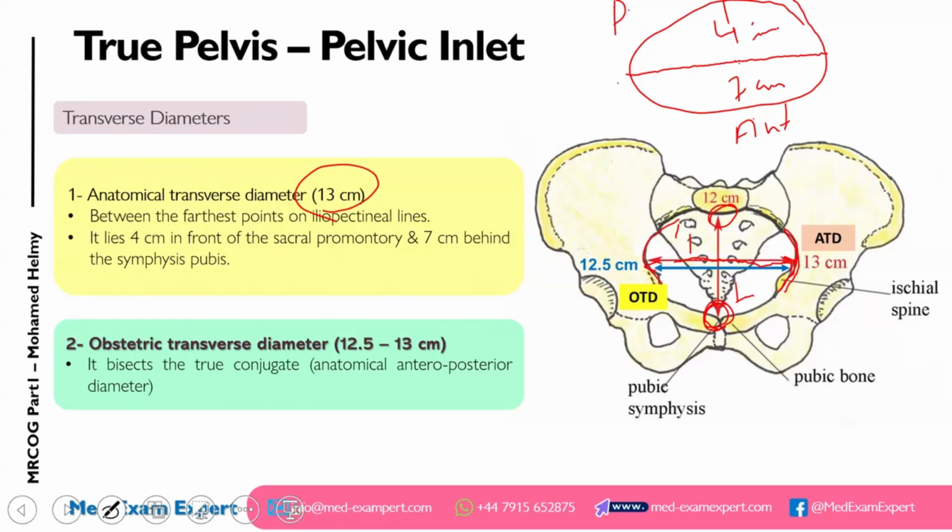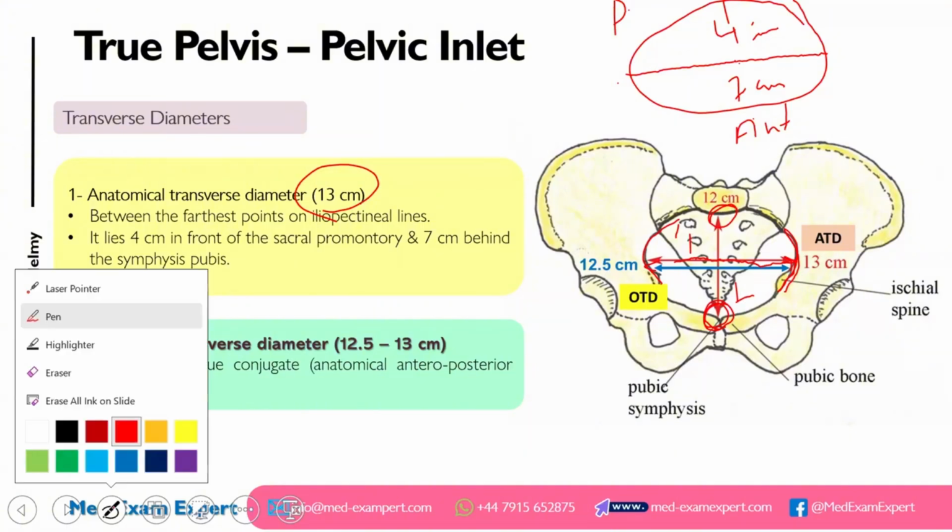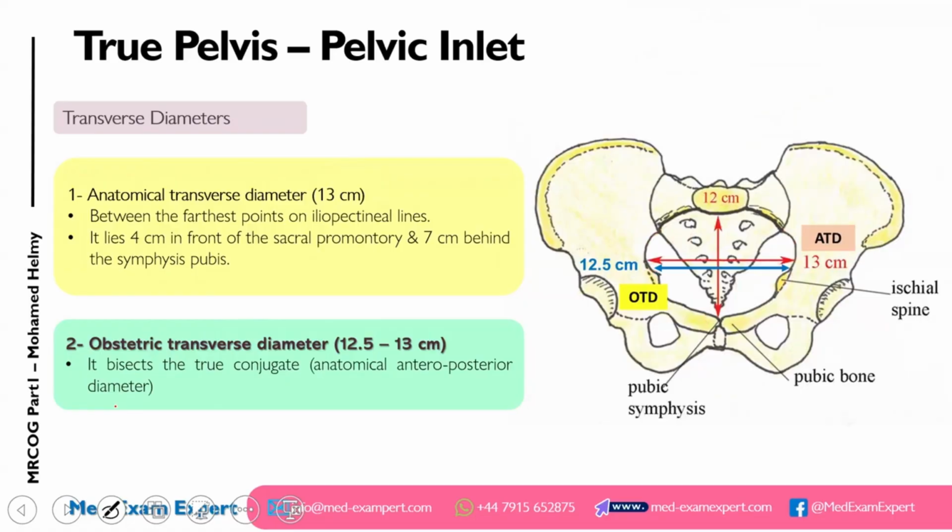This is exactly how to locate the anatomical transverse. But this is not what we care most about. What we care most about is the obstetric transverse diameter. It bisects the true conjugate. What is the true conjugate? Remember from the anteroposterior diameter.